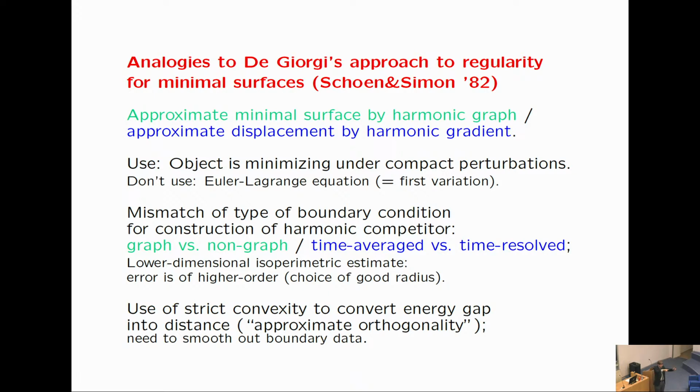And you take exactly the same boundary conditions, but you run into similar problems because you don't know a priori that your minimal surface is a graph, so the boundary is not really a graph. So there's a mismatch between the description of boundary conditions, very much like in the optimal transportation problem. We also have this mismatch of needing to average in time. And that you overcome by a lower dimensional isoperimetric problem, very much like in the minimal surface theory, to show that this gives you only a higher order error.